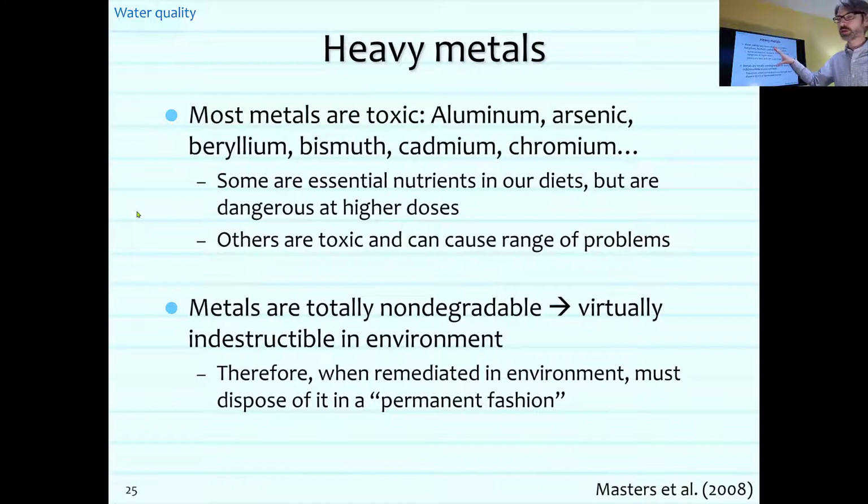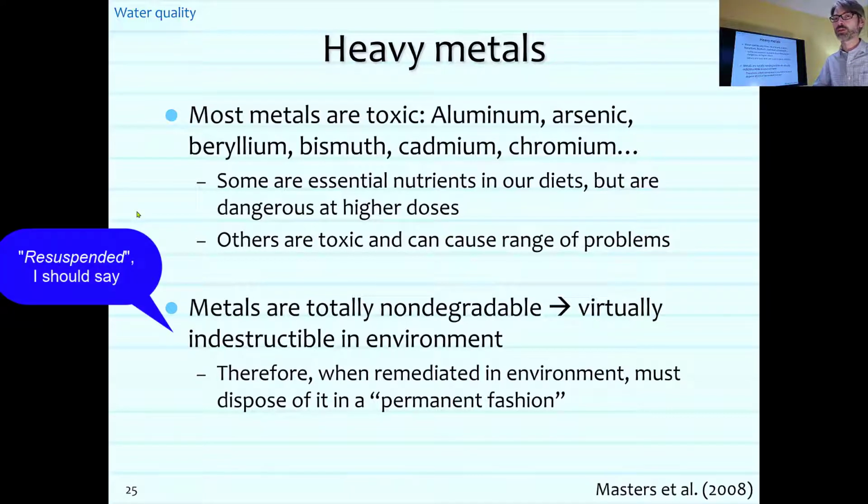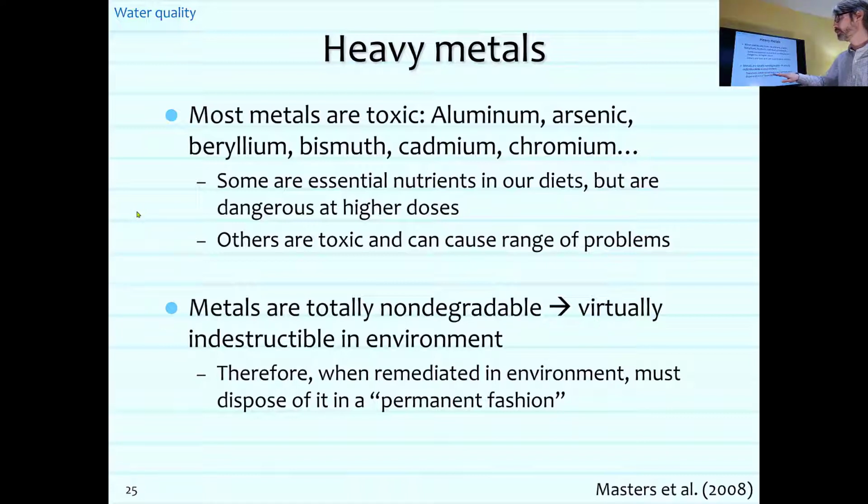From a water quality perspective, the big problem here is that metals are totally non-degradable. They're virtually indestructible in the environment, and so once they're in the sediments, for example, in a river, they can be washed into the river again. And so when they're remediated in the environment, we have to get out those sediments and dispose of them in a permanent fashion.